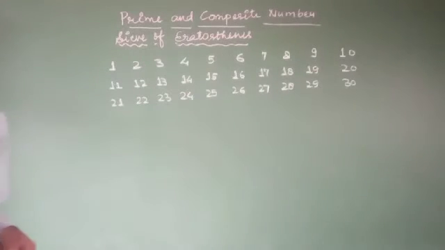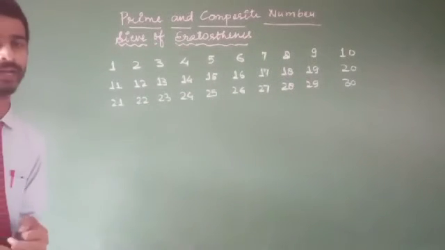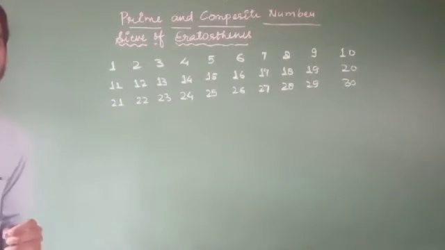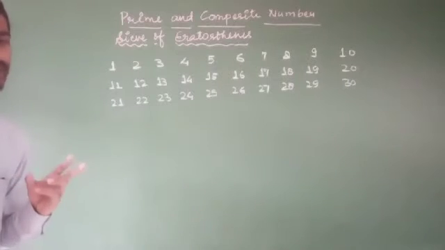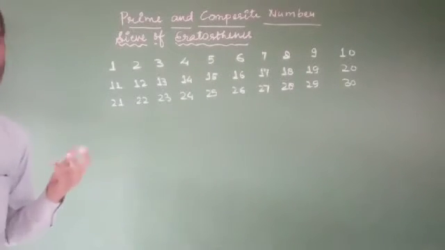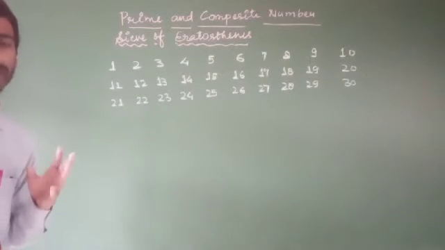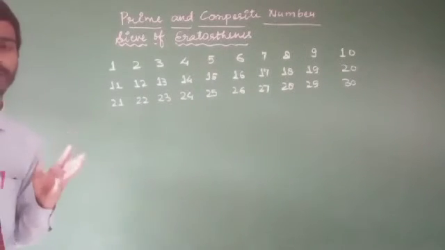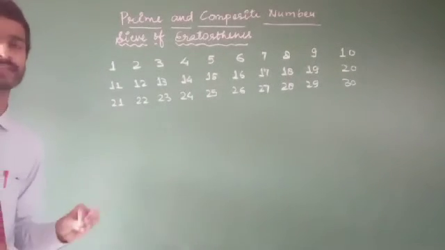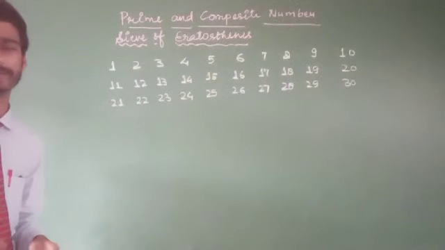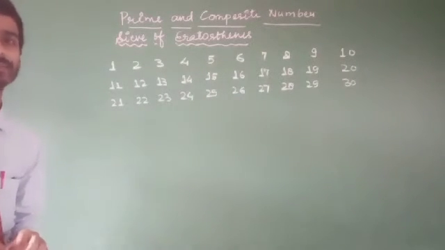Now, firstly, Eratosthenes, a Greek mathematician, developed a method for finding out prime numbers. Listen carefully: what are prime numbers? The numbers that have only two factors, one and the number itself, are called prime numbers, and numbers that have more than two factors are called composite numbers. Eratosthenes' method removes multiples, and it is known as the sieve of Eratosthenes. Let us find out the prime numbers between 1 and 30 by this method.